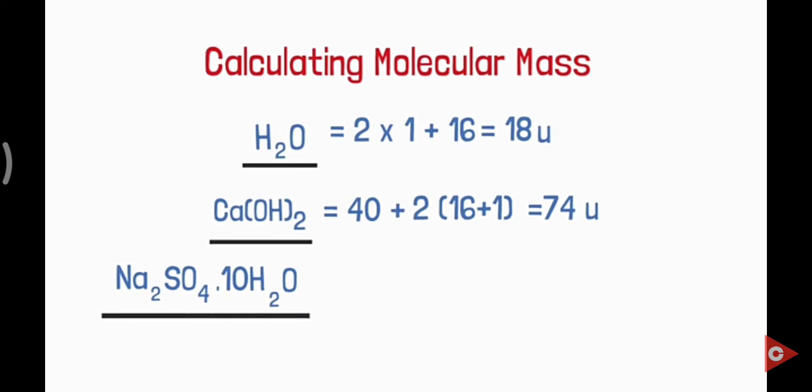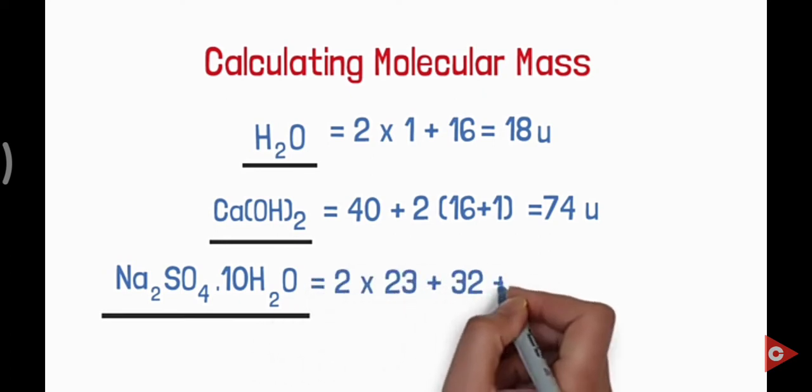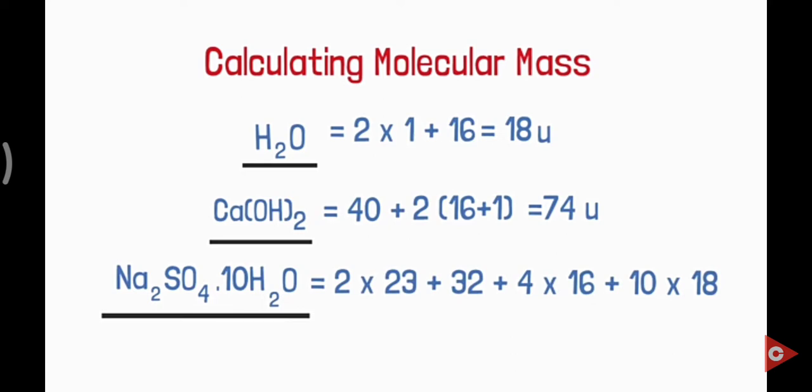Now Na2SO4·10H2O. इसमें 2 सोडियम है, 1 सल्फर, 4 ऑक्सीजन और 10 वाटर मॉलिक्यूल. सो सोडियम का एटॉमिक मास होता है 23, सल्फर का 32, ऑक्सीजन का 16 और वाटर का 18. सो इट्स मॉलिक्यूलर मास विल बी 2 × 23 + 32 + 4 × 16 + 10 × 18. So you can calculate it by yourself. What is the result? Put it in the comment section.